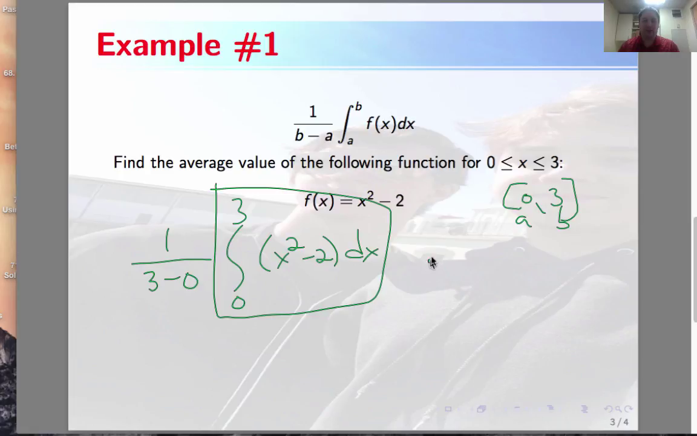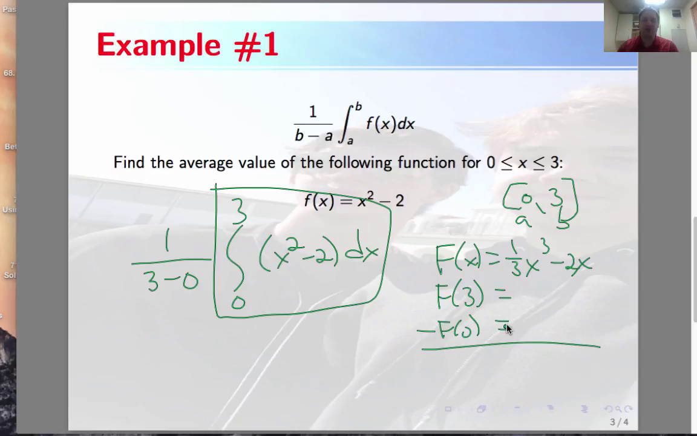Little f of x is x squared minus 2. That means that capital F of x is 1/3 x cubed minus 2x. Again, I don't need a plus c anymore because this is a definite integral. I can pick any antiderivative that I want. And then what I'm going to do is plug 3 into this function, plug 0 into this function, and subtract the results.